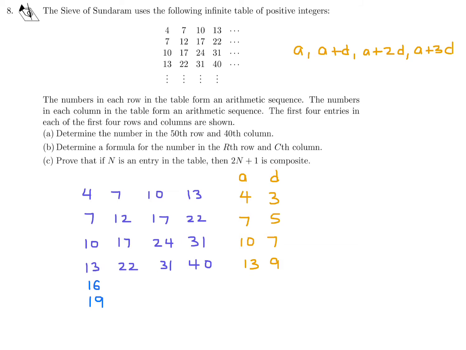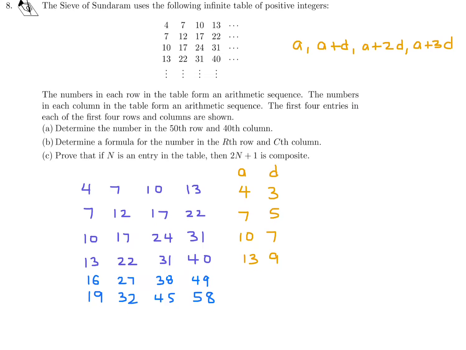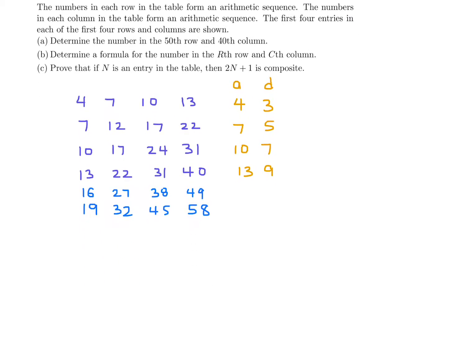7, 12, 17, 22. D in that one is 5. So this is going to be 27, and this is 32. And similarly, this one, the D is 7. So this is going to be 38, 45. And this one, the next column, the D is 9, so 49, 58, like that. I just wanted to do a few more just to give an idea of what this looks like.